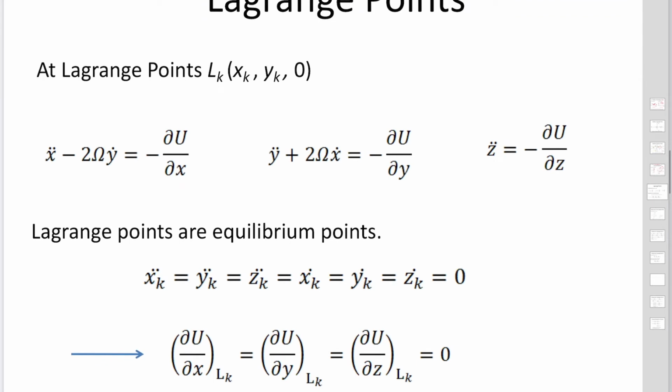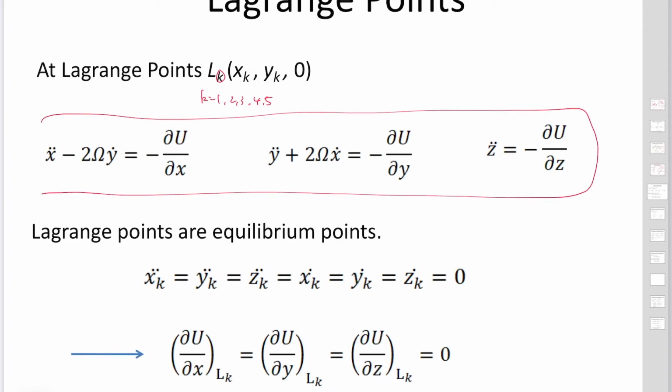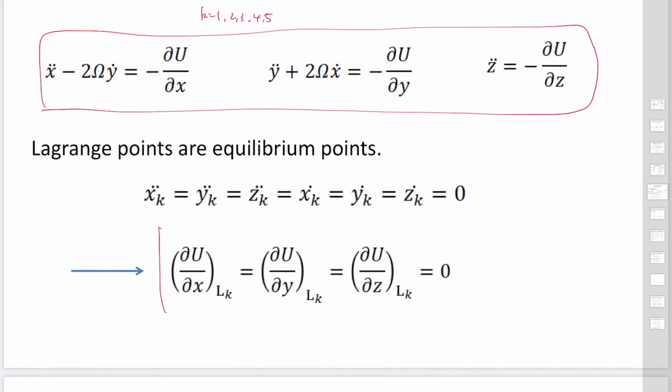Then at the Lagrange point, k is changing 1, 2, 3, 4, 5. We have 5 Lagrange points. So the equation is expressed with these 3 equations. At the Lagrange point, acceleration and velocity are 0. So this means the derivative with respect to x, y, z is going to be 0. This is the condition for the Lagrange point.